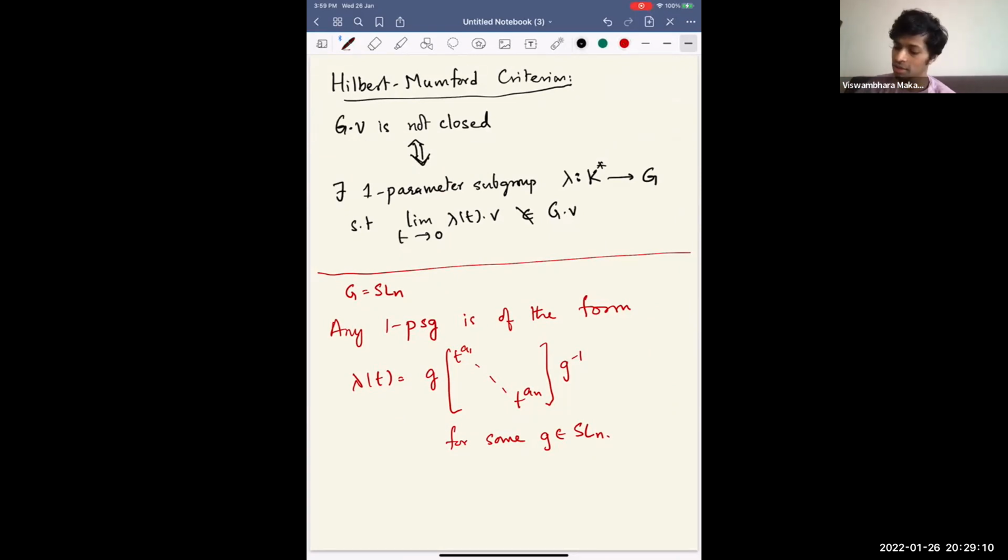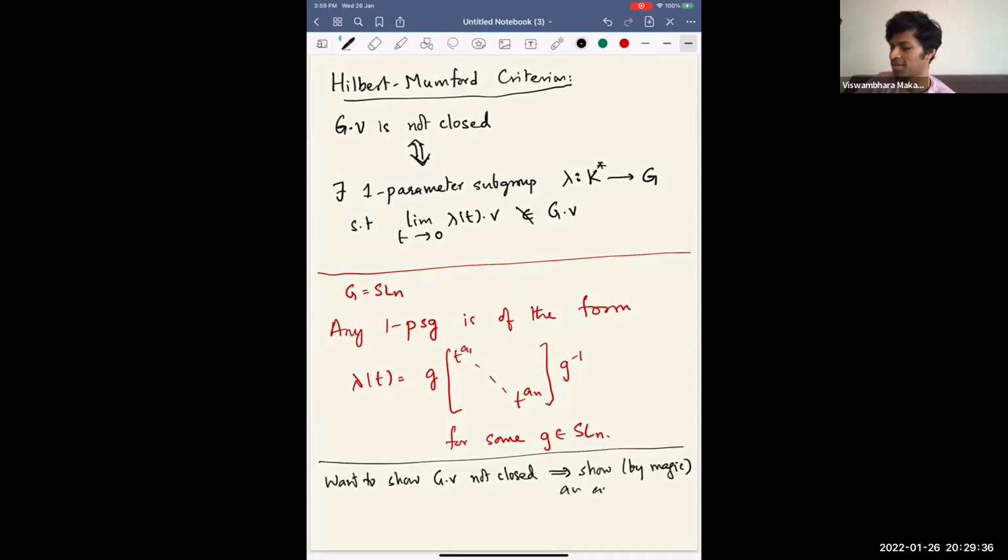So to be kind of pedantic or maybe boring, I will just point out, if I want to show that the orbit is not closed, this is a somewhat easier affair in the sense that I just have to show, by magic, let me just say by magic, an appropriate lambda t. So if I just had to show that some orbit was not closed, by hook or crook, I can come up with this one parameter subgroup. I can dream of it, I can guess it, I can do whatever I want. And then that's a valid proof. If you can come up with it, it's a valid proof.